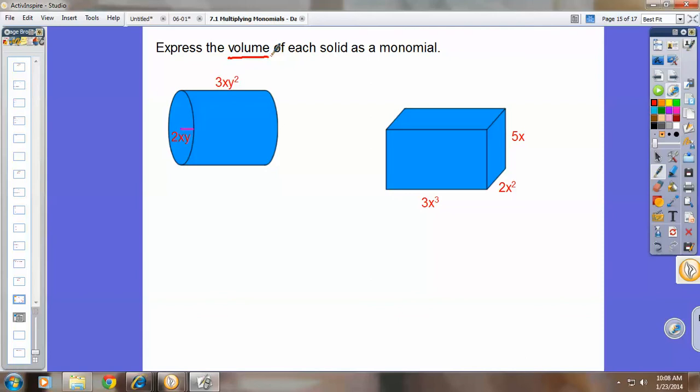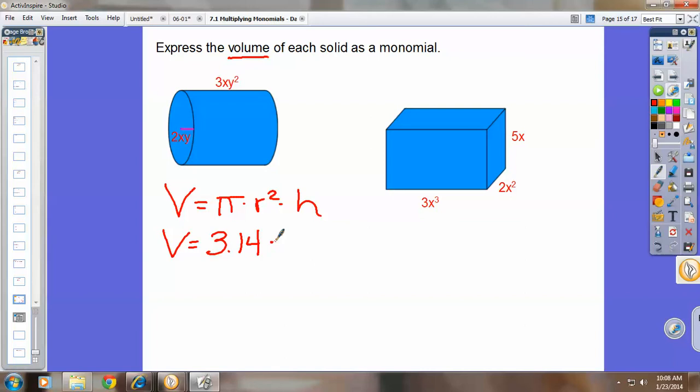When we find volume for a cylinder, what is that formula? V equals pi times r squared times h. Now, pi is a number, isn't it? What number is pi? 3.14. What about radius? That's r. R stands for radius. Do we know the radius of our cylinder?